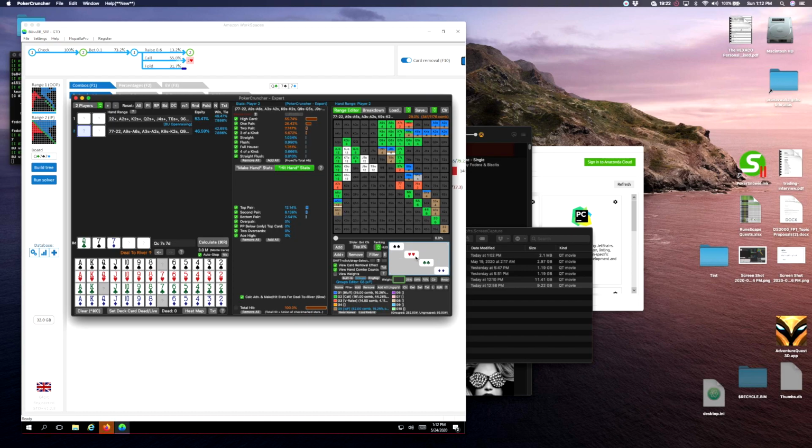Ace-5 suited, I think that's a fold on the rest of our combos, and then Jack-8 suited is a fold. Yeah, so this is what our range looks like. Okay, I haven't finished these, so King-Jack offsuit, that's a call. King-10 offsuit, that's a call, and then King-9 and King-8, I think we can just fold those out.